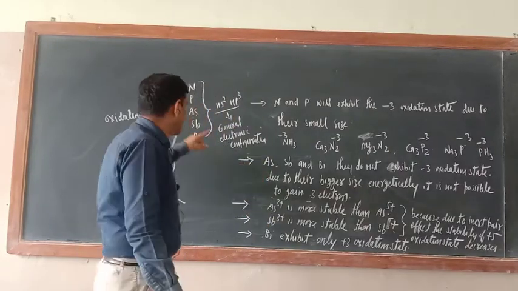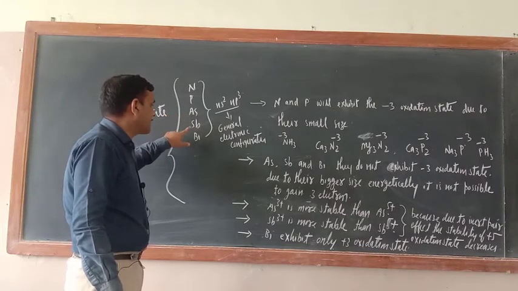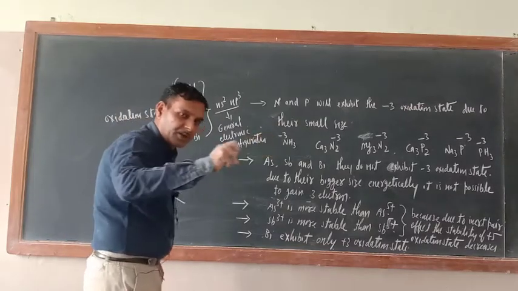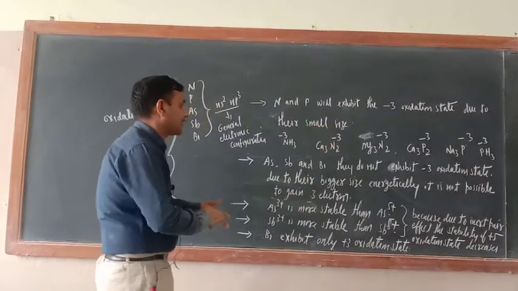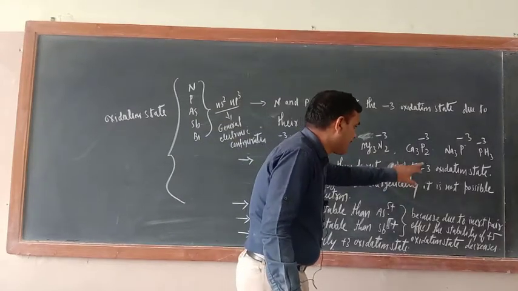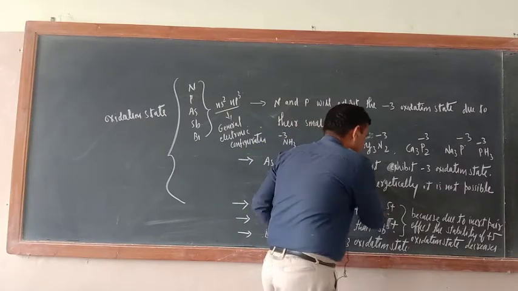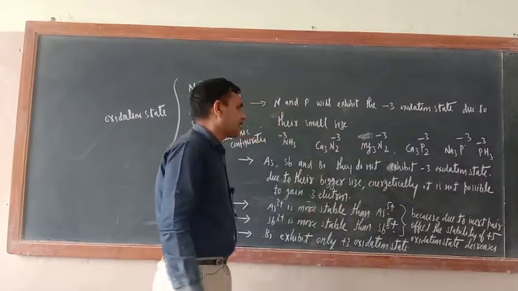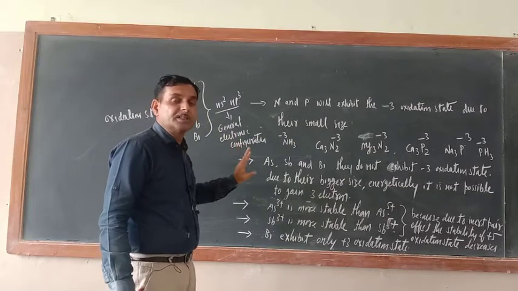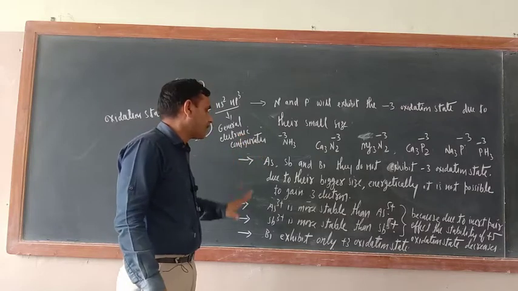Now once the size of the element increases, as in arsenic, antimony and bismuth, if the size is large, then gaining of electrons is not possible, giving of electrons is possible. That is why arsenic, antimony and bismuth do not exhibit the -3 oxidation state due to their bigger size. Energetically it is not possible to gain 3 electrons. This is the reason the -3 oxidation state is exhibited by nitrogen and phosphorus.